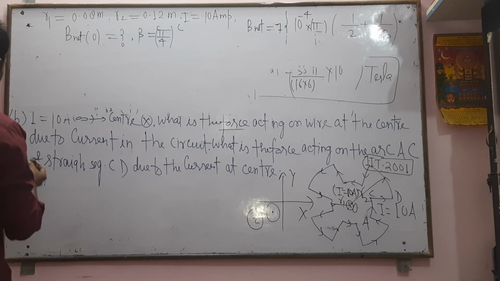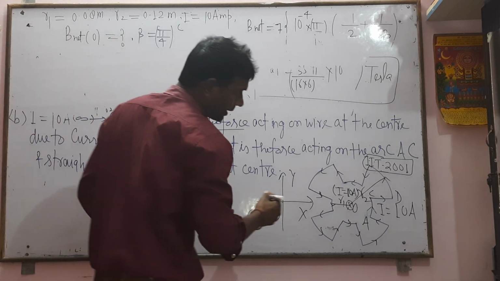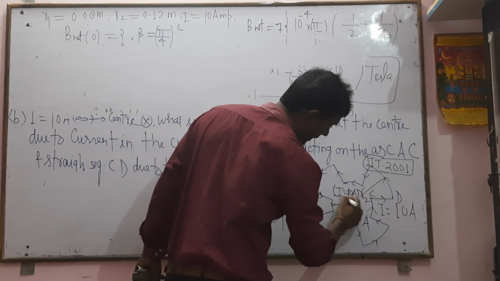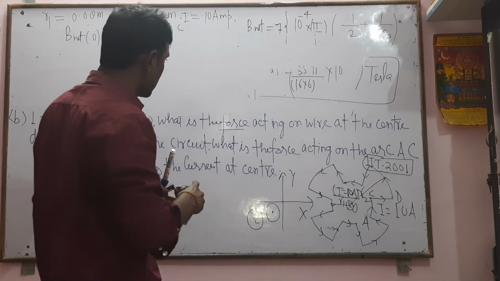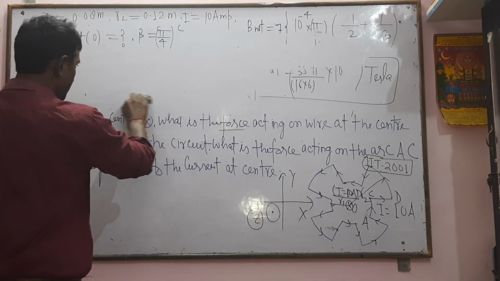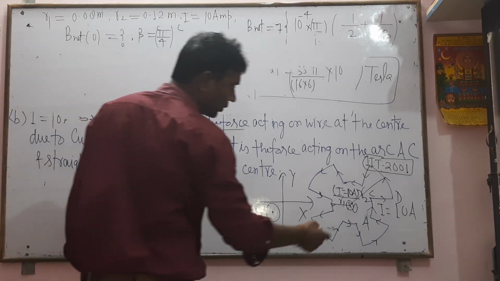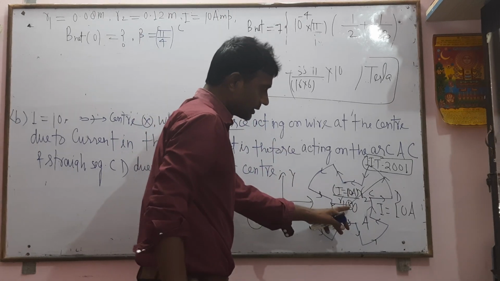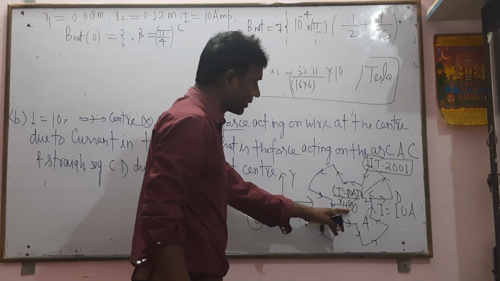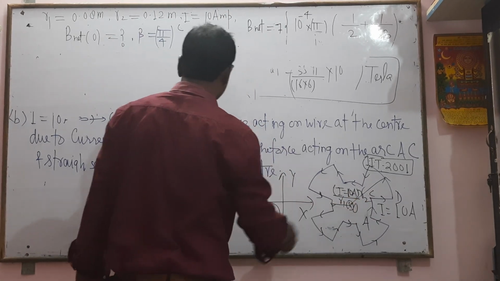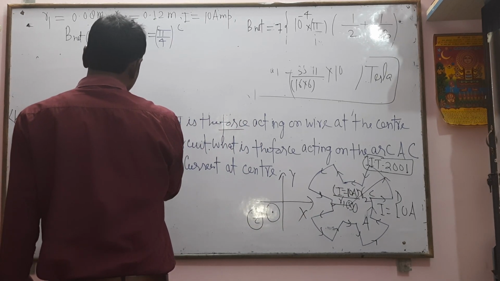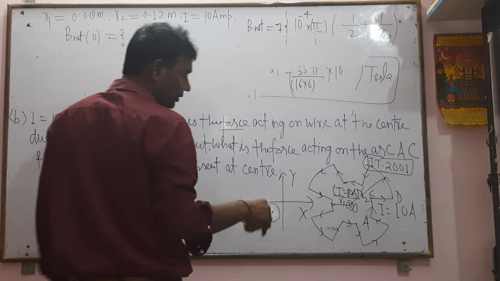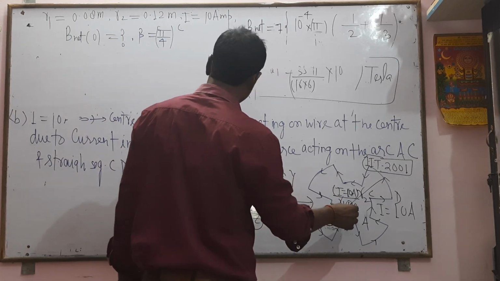Also we have to calculate a different quantity. Current I is given, which is equal to 10 ampere, which is going inward. And this wire is of infinite length, with the current going inward. Means I equals 10 ampere. The current is going through the center, going inward.